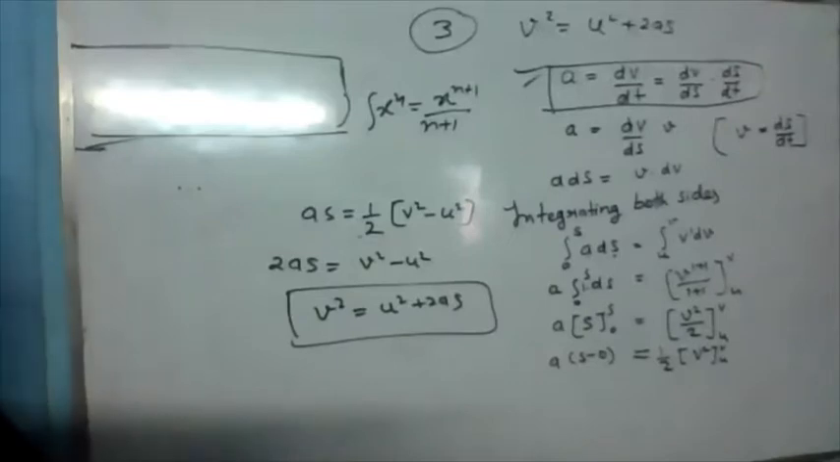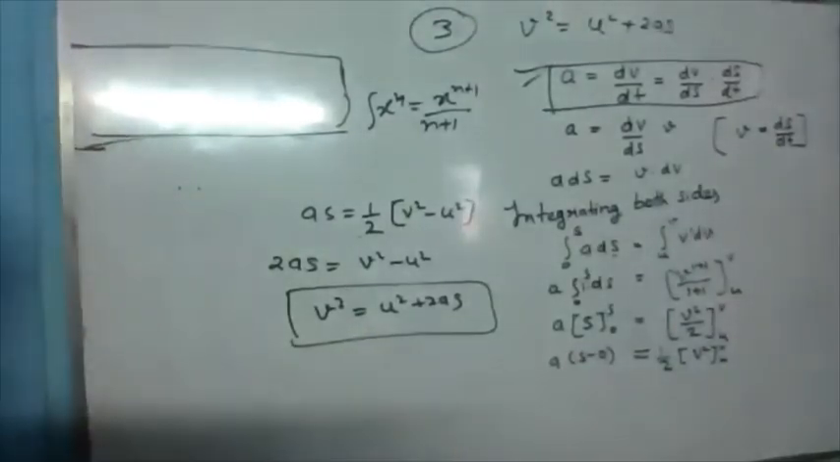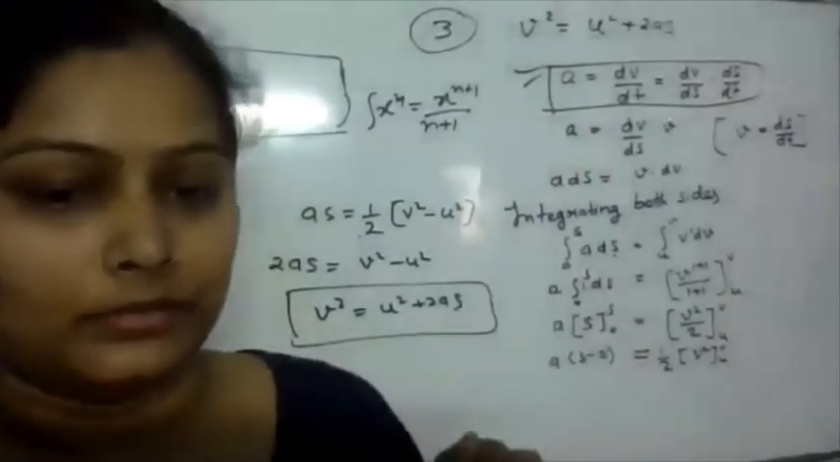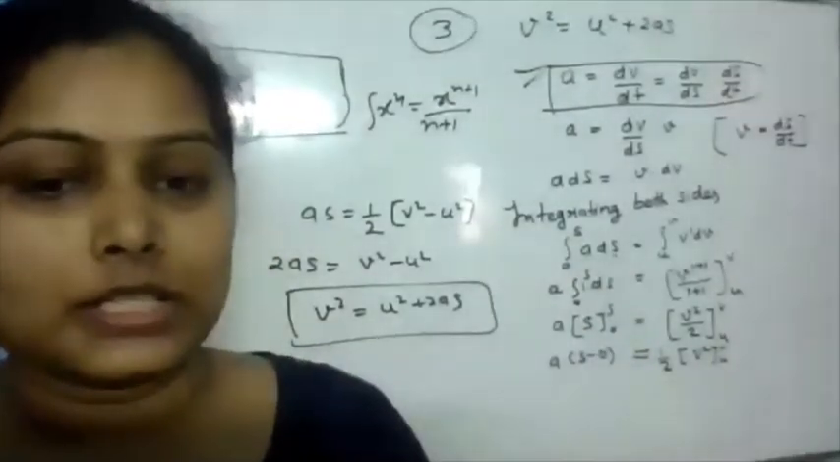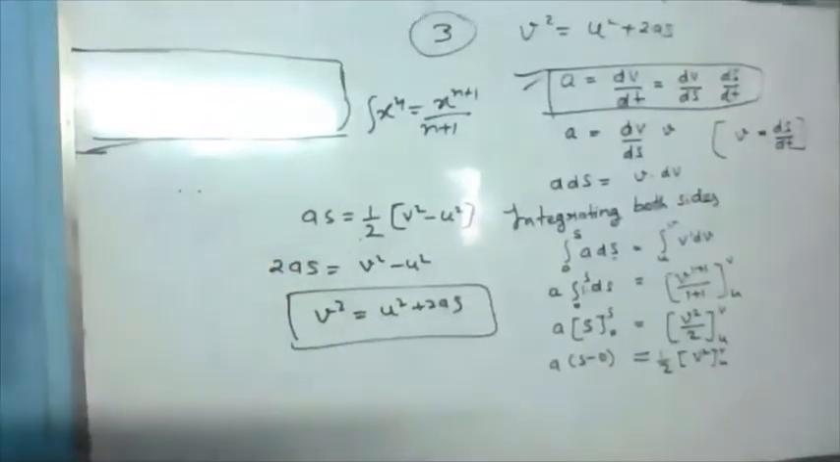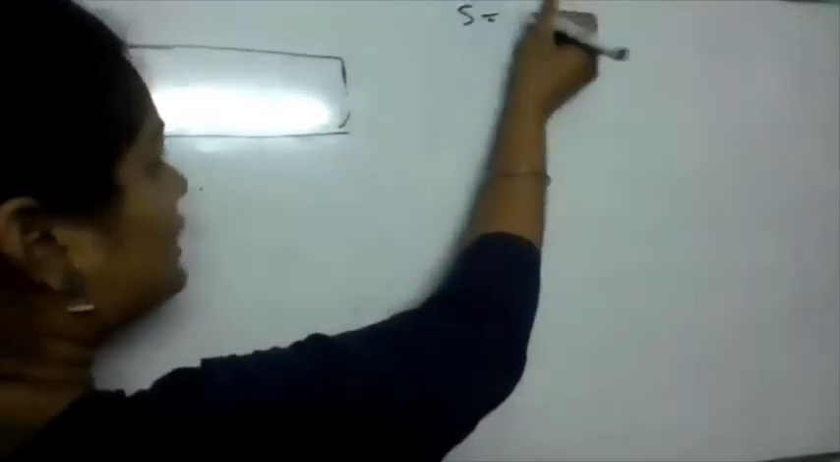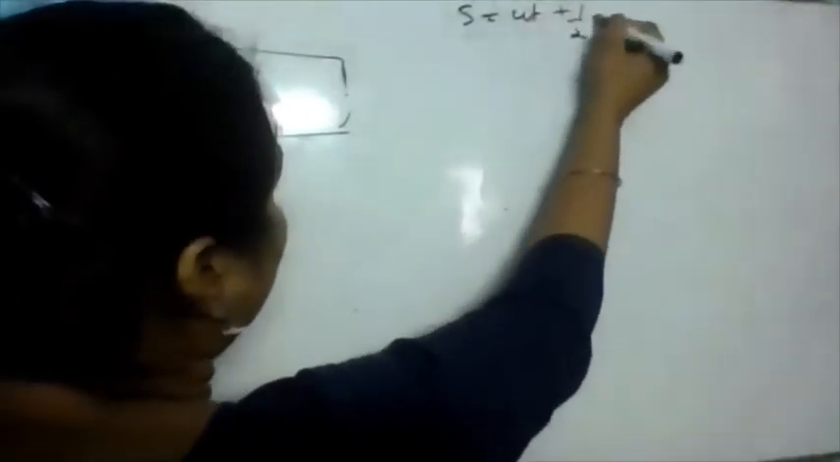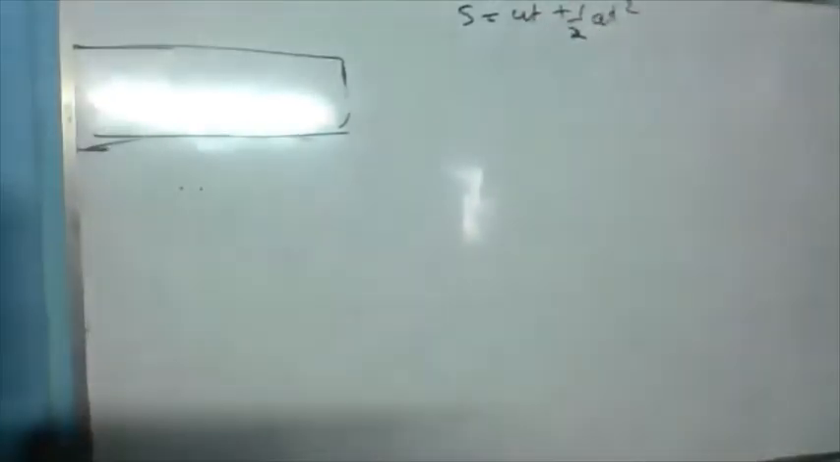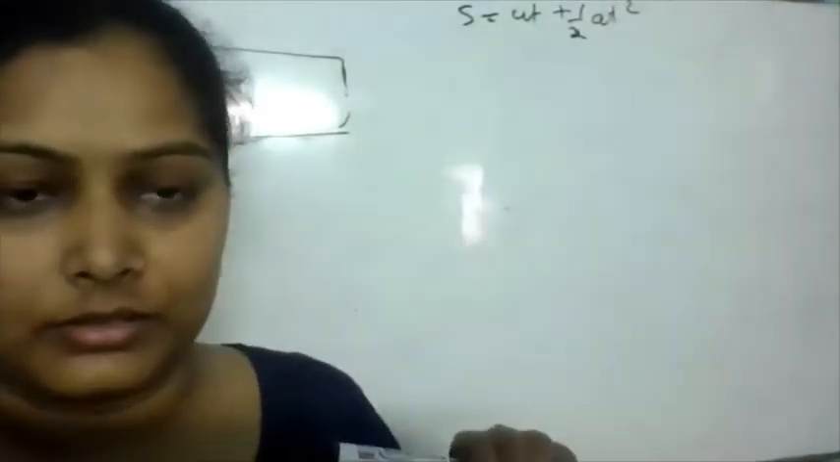So we discussed the equations of motion by the graph method as well as the calculus method. Now we will next prove the distance traveled by an object in a particular second. What does it mean? We have the second equation of motion, s equals ut plus half at square. From this equation, we can find the displacement after t seconds.